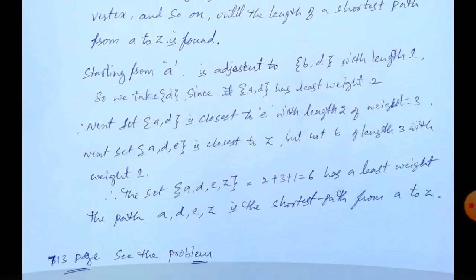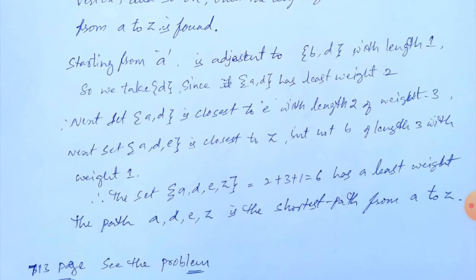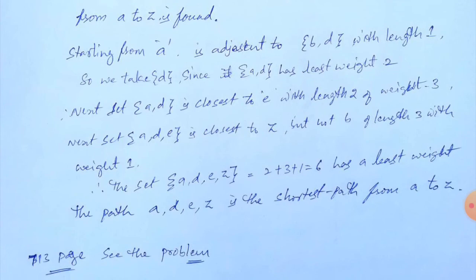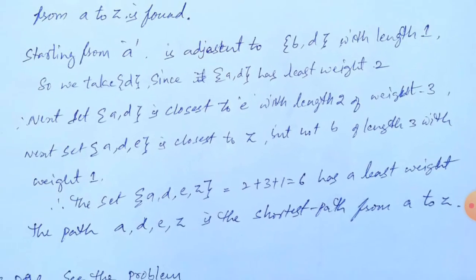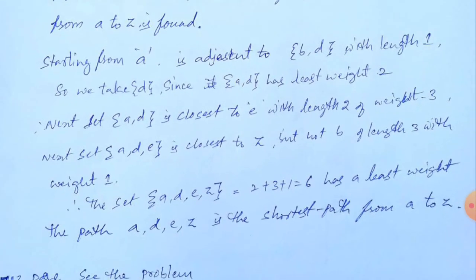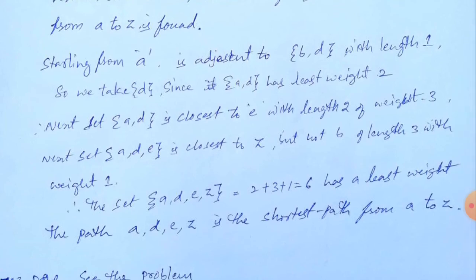So now observe here. Now we will set A, D, E, Z. We have to pass through this path only, then you will reach Z. So observe what is the distance from A to Z along this path. A to D the weight is 2, D to E 3, and E to Z 1. So add all these: 2 plus 3 plus 1 is 6. So this has the least weight. So the path is A, D, E, Z. This is the shortest path from A to Z.